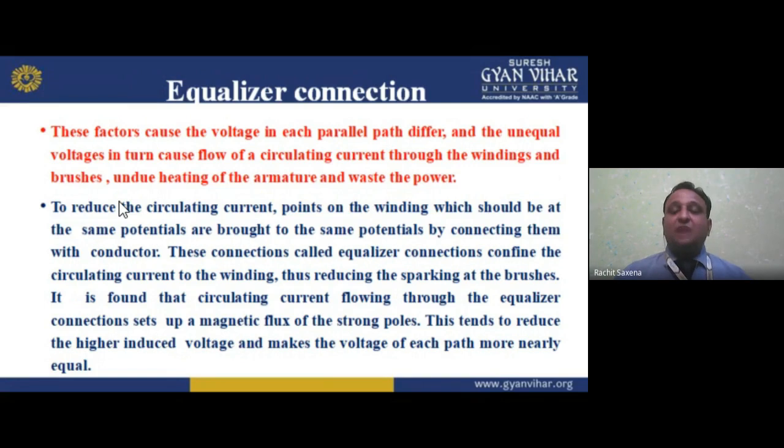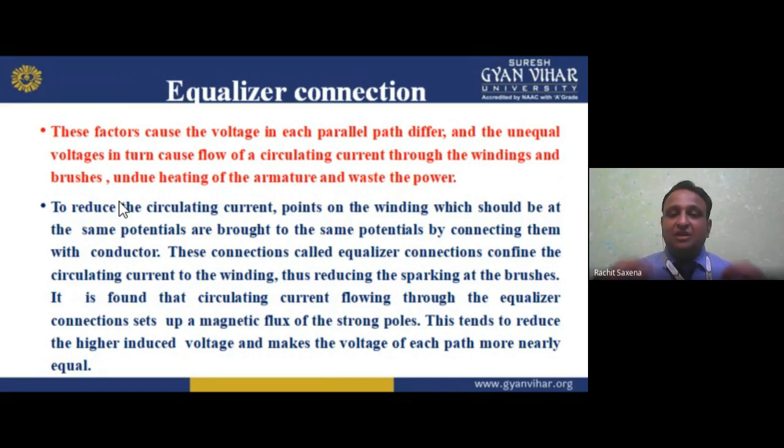Thus reducing the sparking at the brushes. It is found that the circulating current flowing through the equalizer connection sets up a magnetic flux in the strong poles. So we make equalizer connections, equal connections. Through this, we are having the strong poles.